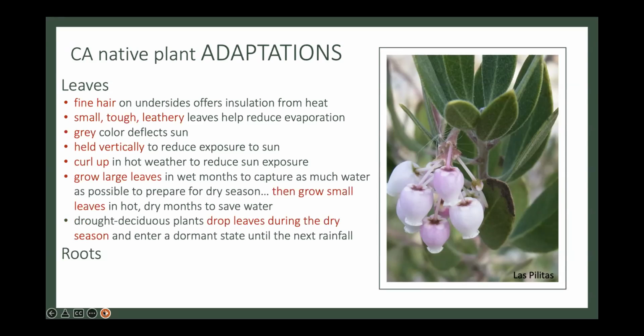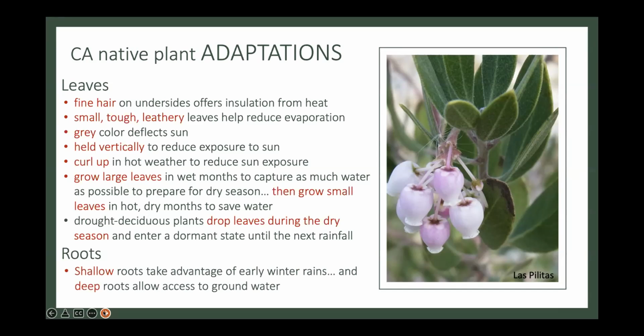And some drought deciduous plants will drop leaves in the dry season to conserve energy, and they go into this dormant state until the next rainfall. So some really cool adaptations there. And then in the roots, some will grow very shallow roots to take advantage of early rains and every drop of moisture. And they will also have these incredibly deep tap roots to access groundwater. And here we can think of, say, oak trees, right, that they have this combo.